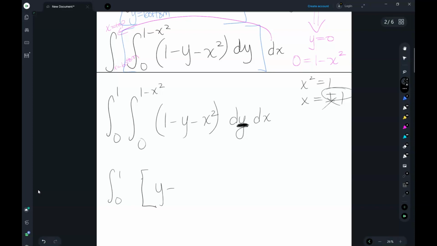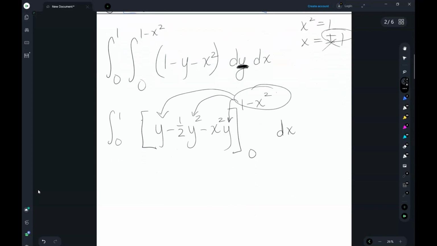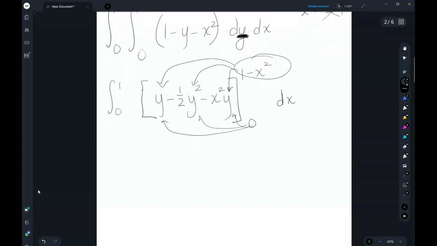The antiderivative of y, we're going to do the power rule, and we get 1/2 y squared. And then the antiderivative for x squared in terms of y, x squared is a constant. So to integrate a constant, we just tack on a variable. And this needs to be evaluated from 0 to 1 minus x squared, which means we need to plug 1 minus x squared in for each of those y's, and then plug 0 in for each of the y's, and subtract the two results. When we plug 0 in, we're just going to get 0 minus 0 minus 0. So plugging 0 in is going to give us 0, and subtracting 0 does nothing.